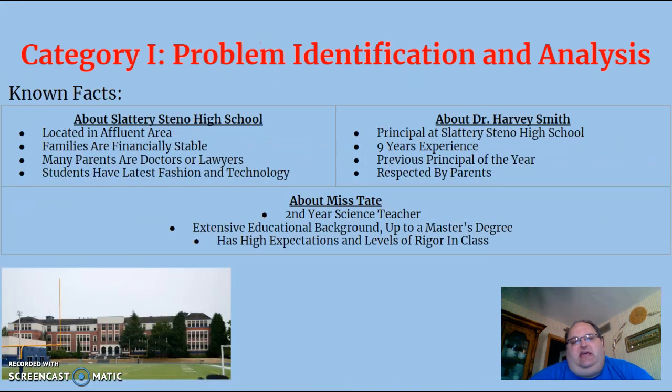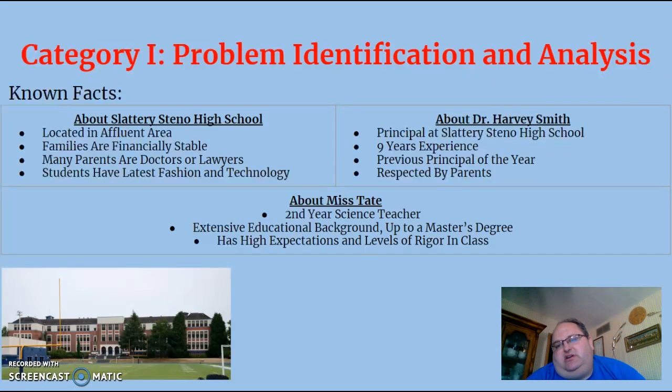So category 1, as I begin to identify the problem and analyze the situation, some of the known facts from the case study include information about Slattery Steno High School, as well as Dr. Smith and Miss Tate. Slattery Steno High School is located in an affluent area. The families are financially stable, as many of the parents are doctors or lawyers, or have jobs that pay much more than middle-class jobs.